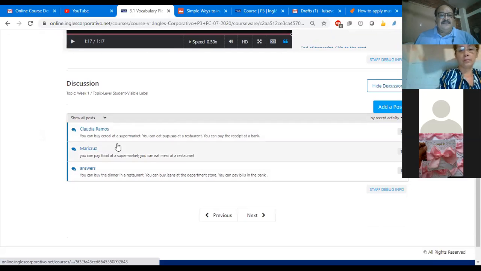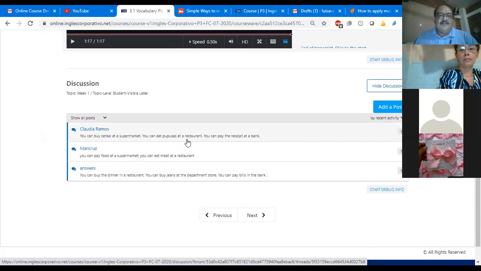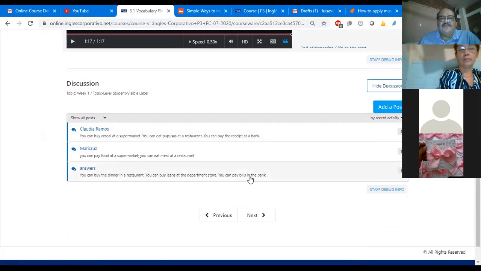So you can buy cereal at a supermarket, you can buy pupusas at a restaurant, well, at a pupuseria, right? But in the restaurant too. You can pay the receipt at a bank. You can buy food at the supermarket, you can eat meat at a restaurant. You can buy dinner in a restaurant, you can buy jeans at a department store, and you can pay bills at the bank. Okay, good.